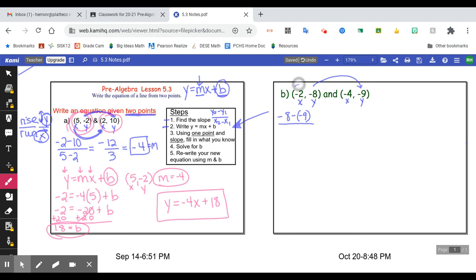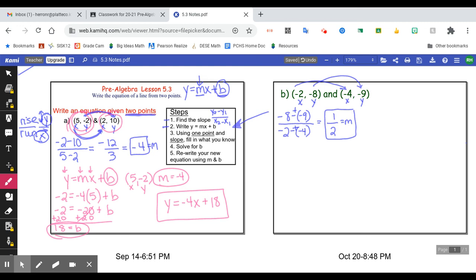Then I'm going to do the same thing. So -2 minus -4. Otherwise, you end up with the opposite sign happening or the wrong answer, one of the two, probably both. So we have -8 plus 9, because back-to-back negatives become a positive. -8 plus 9 is 1. -2 plus 4, or -2 minus -4, okay, is going to be 2. So our answer for our slope is 1/2. We can't simplify that, so that's good to go.